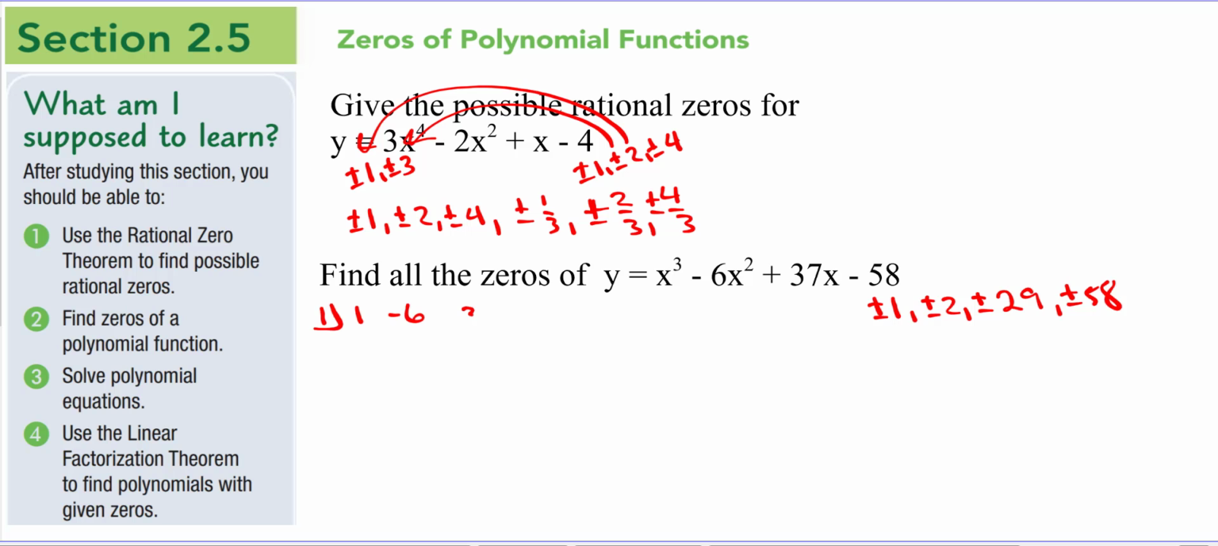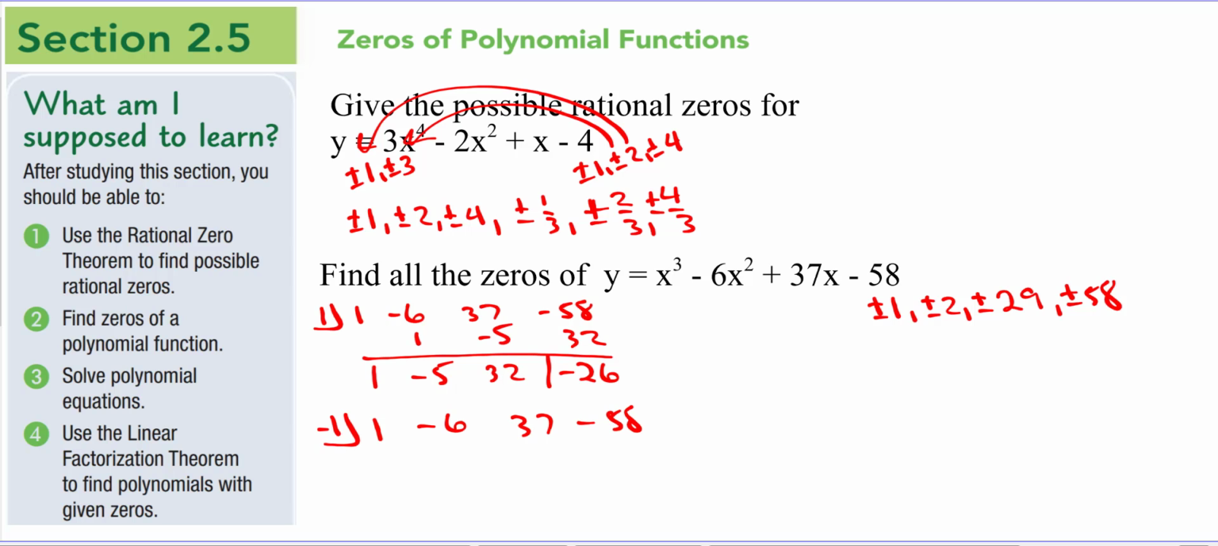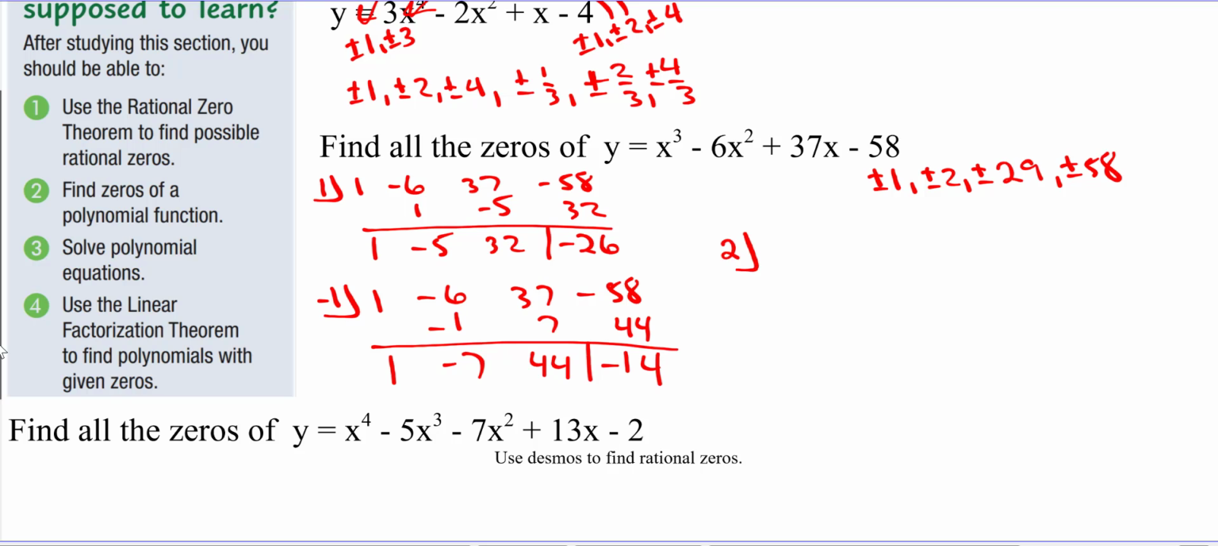1, -6, 37, -58. We're looking for the remainder to be 0. So 1, 1, -5. -5 is 32, and then 32, -26. So no remainder of 0. Well, let's try -1. I don't think this one works either, but this is the process that we'd have to go through. 1, -1, -7. 7 is 44. 44 is -14.